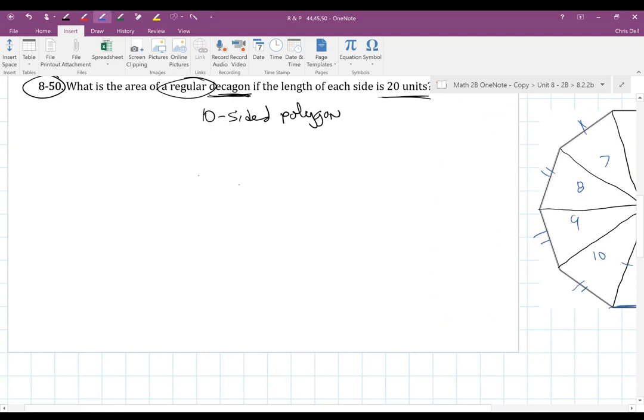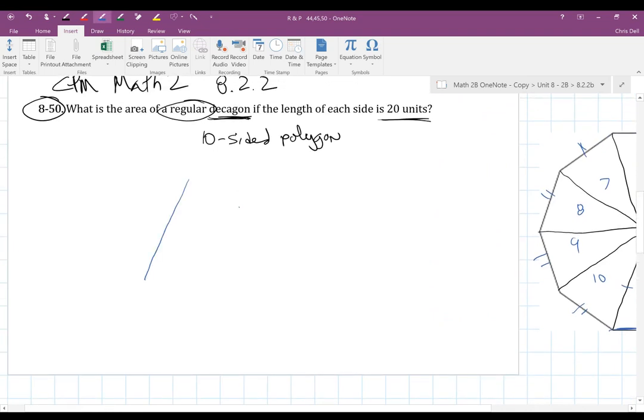So over here, I'm going to just draw. All I need to do then, I don't need to have the polygon drawn. I can just draw one of those triangles. My goal is to find the area of one of the triangles, and then I'm going to multiply that by 10 because there's 10 of them. And remember, the area of a triangle is always its base times the height, divided by 2, or 1/2 base times height.